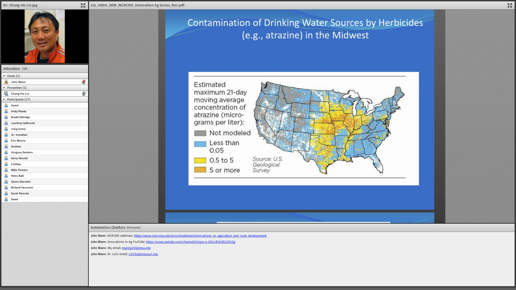Therefore, our lab has been thinking about whether there's a cost-effective approach that can remove these organic pollutants at a large scale.